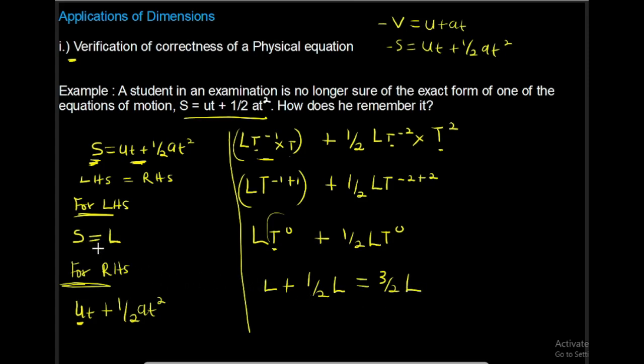The dimension on the left hand side is L. What's the dimension on the right hand side? It's also L. Forget about this number here, it's just a constant. Our focus here is just the dimension. So you see that the dimension on the left hand side, which is L, is the same as the dimension on the right hand side, which is also L. So in that case, this equation S equals UT plus half AT squared is correct.